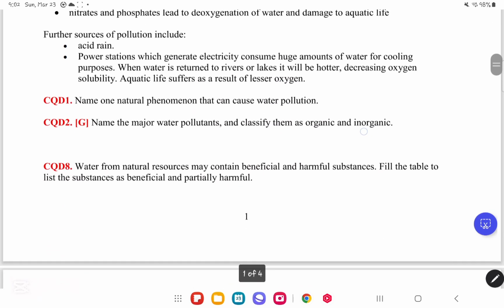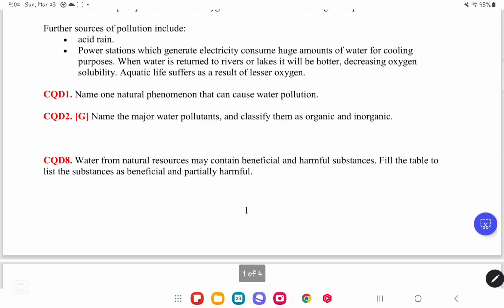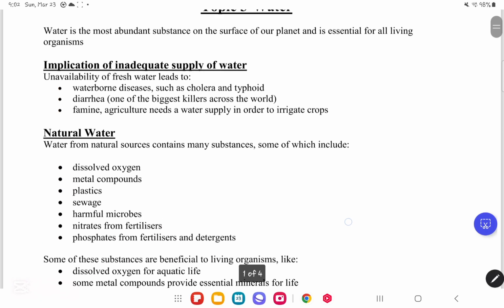Okay, we move on to over here. Further sources of pollution include acid rain. Acid rain is caused by the mixture of the oxides of sulfur and nitrogen with the water in the air, and then it will fall down as acid rain. Power stations which generate electricity consume huge amounts of water for cooling purposes. When water is returned to rivers or lakes, it will be hotter, decreasing oxygen solubility. Aquatic life suffers as a result of lesser oxygen. So yeah, that's pretty much it for the natural water.